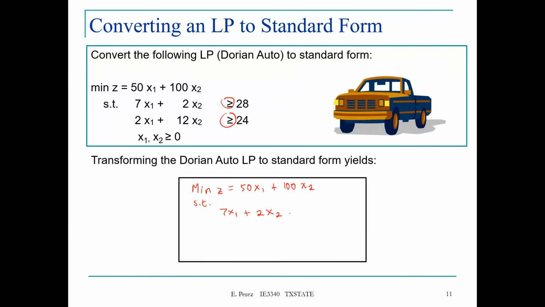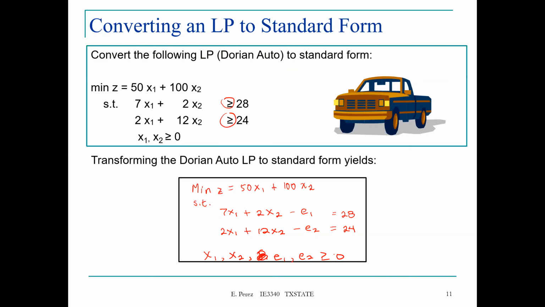In this problem, we are going to subtract an excess variable for the first constraint, so minus E1 equals 28. For the second constraint, we have 2x1 plus 12x2 minus E2 equal to 24. And then we have the decision variables x1, x2, and again, E1 and E2 being greater or equal to 0.